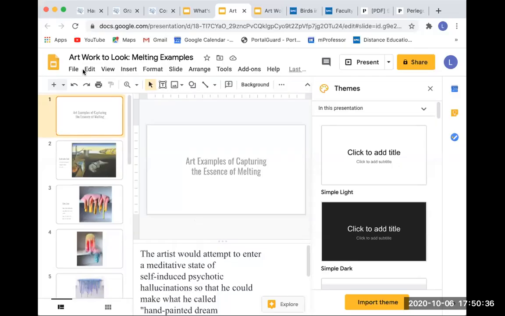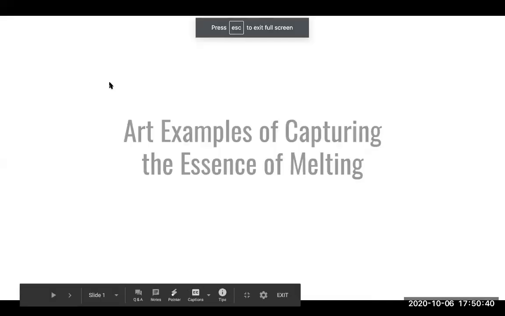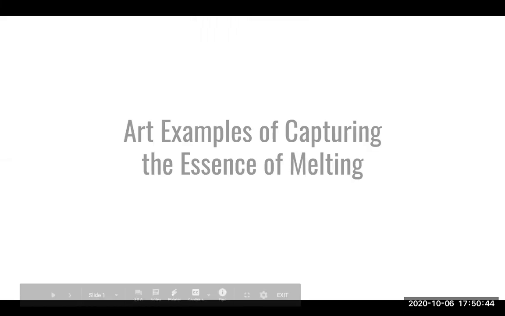Okay, so I made a little presentation here that is talking a little bit more about art examples of capturing the essence of melting. So you can see in your assignment that you will be taking the object that you rendered using different tones from black to white, values of gray.